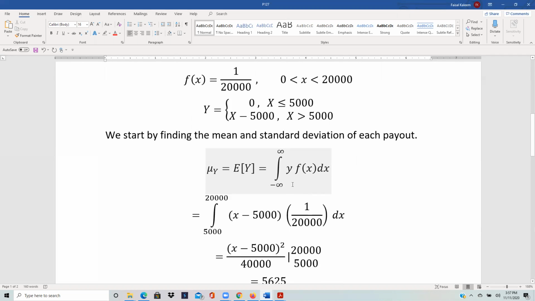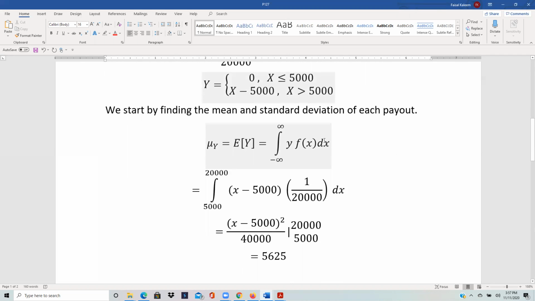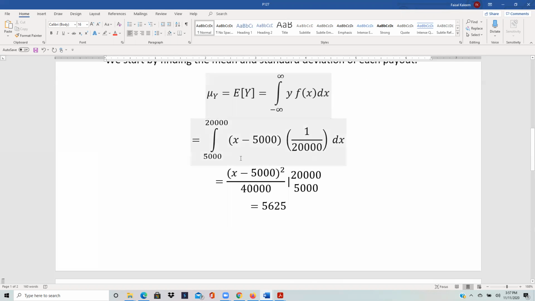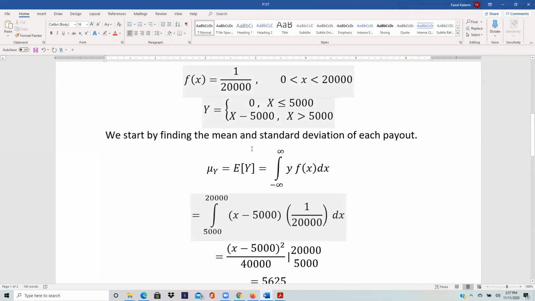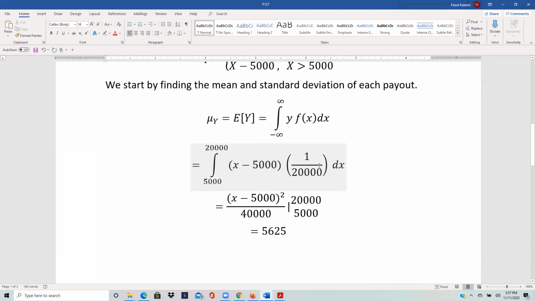So the only non-zero part will be when X is bigger than 5,000. So we don't start from negative infinity, but from 5,000. And we don't go all the way up to infinity because X stops being non-zero after 20,000. So the only non-zero portion of this integral will be between 5,000 and 20,000, and that's when Y is X minus 5,000. And the PDF is 1 over 20,000.